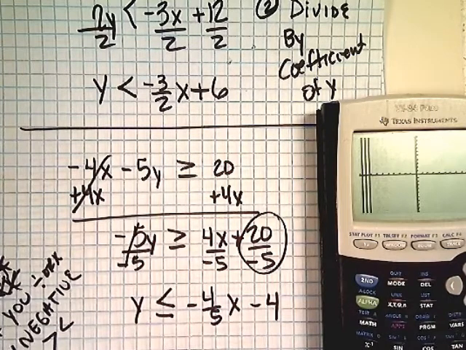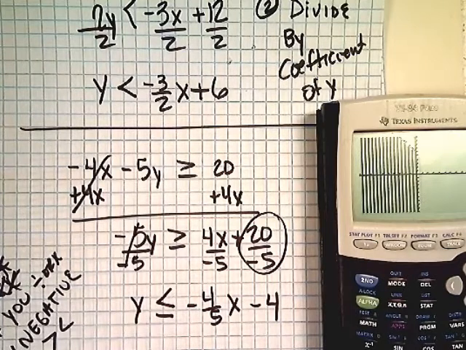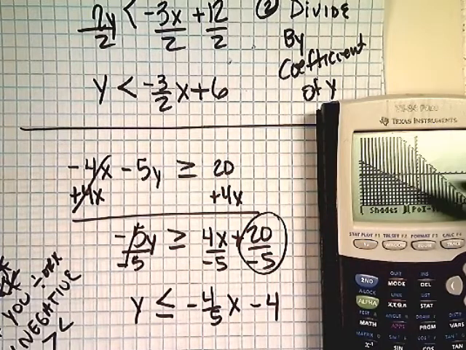Now I'm going to graph it. There goes the first one. Starting at 6, negative slope, so it goes down. There comes the second one. So the part that's double shaded is way over here in the corner.